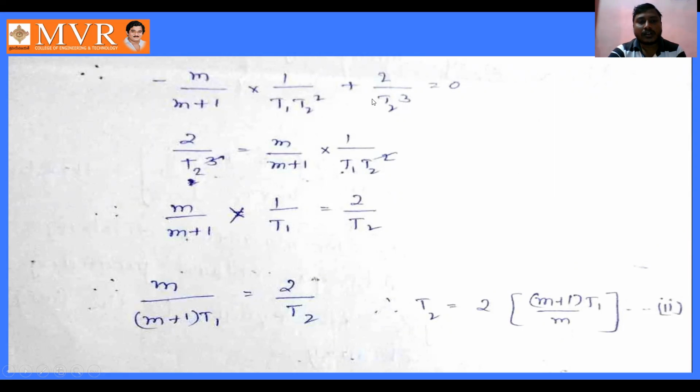Hence we are taking all the t1 and t2 terms to the right side. The remaining term on the left side is 2 by t2 whole cube, equal to, taking this term to the right side, m by m plus 1 into 1 by t1 t2 square. Hence we are going to cancel t2 and t2. The remaining term here is 2 by t2, and on the right side we have m by m plus 1 into 1 by t1. The remaining term is m by m plus 1 into t1 equal to 2 by t2 square. Therefore, t2 is equal to 2 into m plus 1 by m into t1. Hence, we are taking this as equation 3.